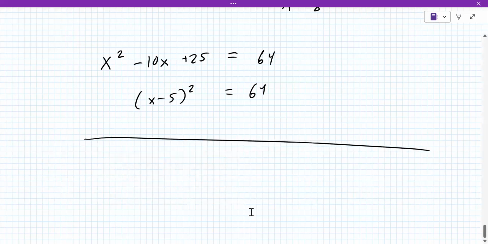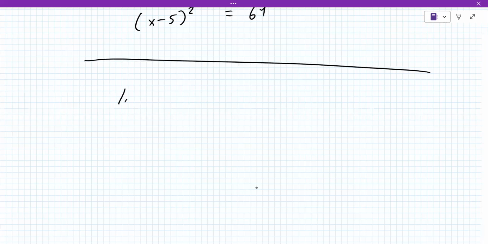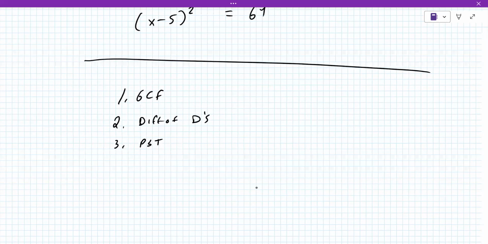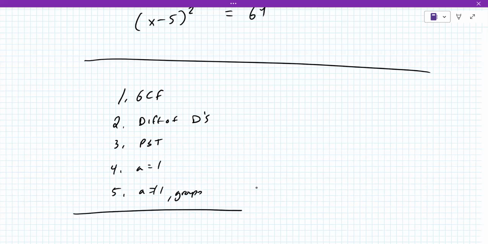So let me just remind you that you always start with GCF if you can. Then you hope for difference of squares. Then perfect square trinomial, a equals 1, a not equal 1, or grouping. And only then do you go to the quadratic formula or completing the square, if none of those have helped you. So just keep that in mind. It's not always go to your hammer. Try the other ones, and if they don't work, then do this.